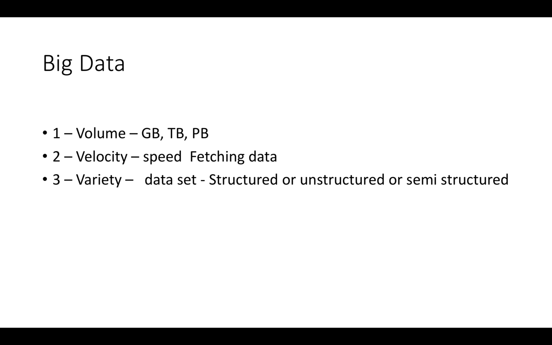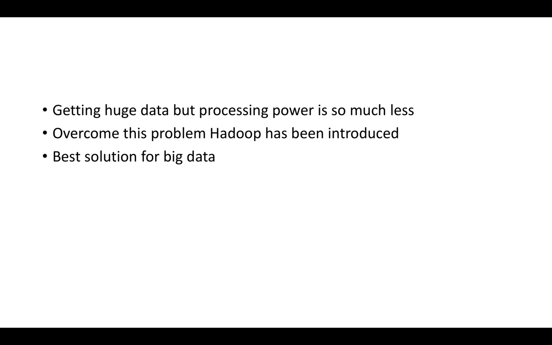Big data can be characterized in three ways. The first is volume, the second is velocity, meaning the speed of fetching the data, and the third is variety of data. There are three categories: structured data, meaning a relational database; unstructured data, meaning videos, fonts, and photos; and semi-structured data, meaning log files. Getting a huge amount of data is not a problem, but processing the data is, because processing power is not as high as the storage capacity.